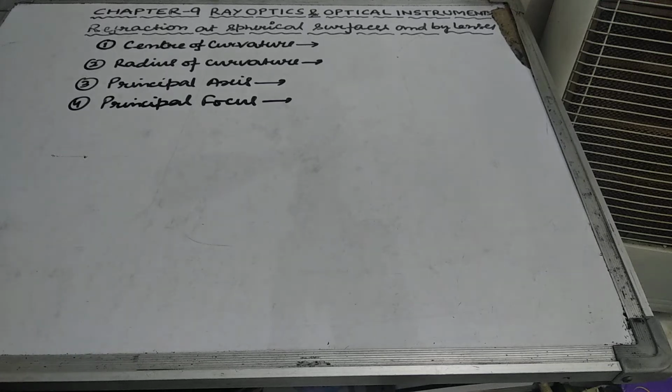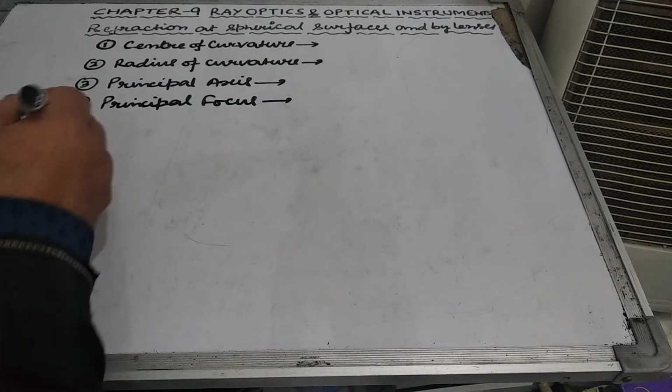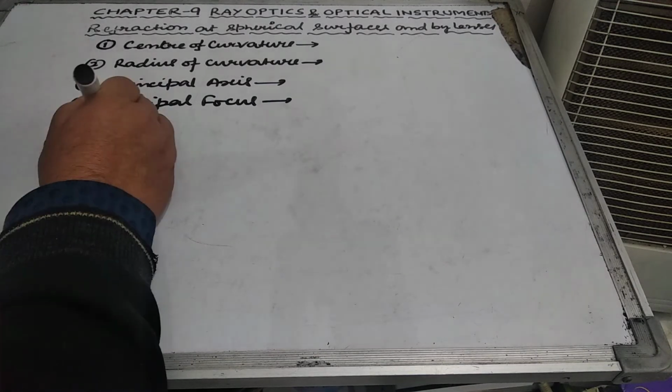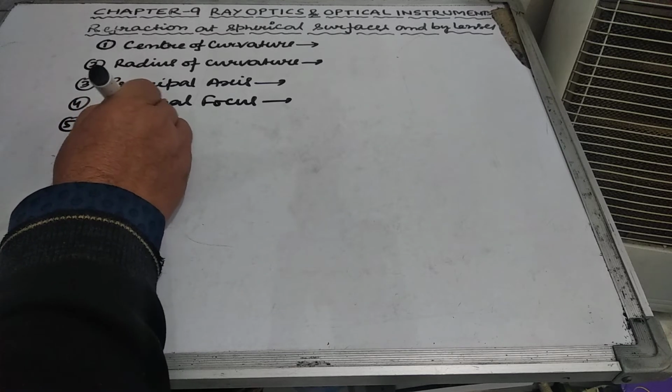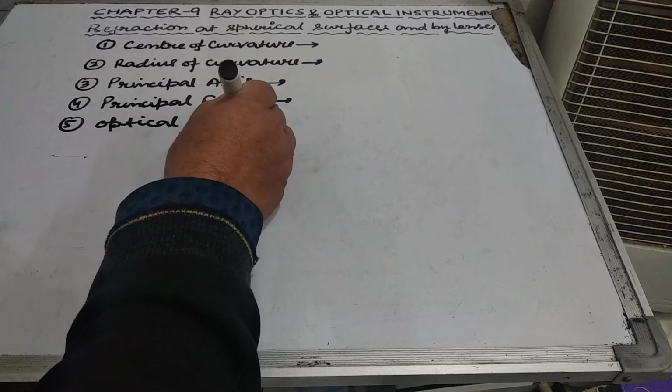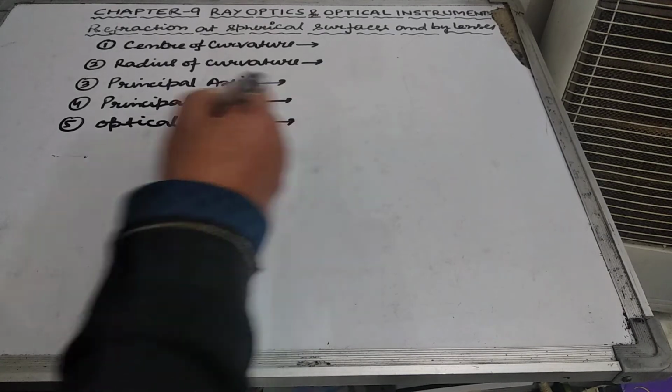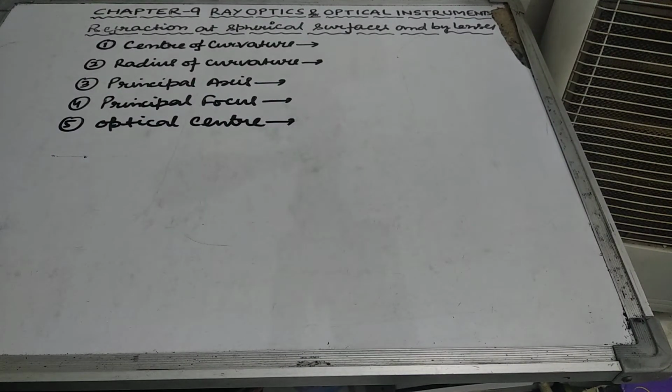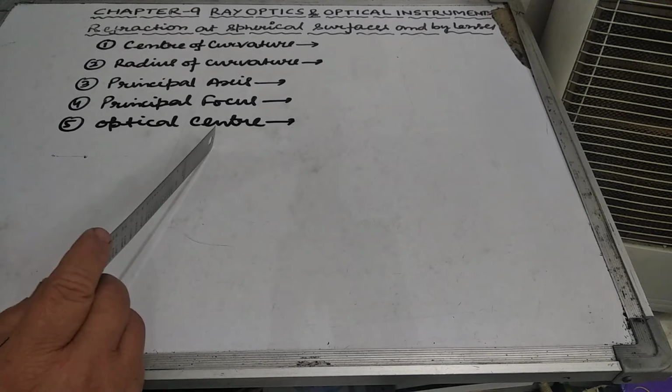And optical center, what is optical center? Fifth one is optical center. So what is this optical center? It is the point situated within the lens.